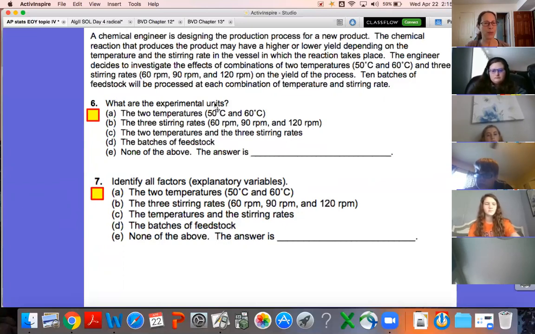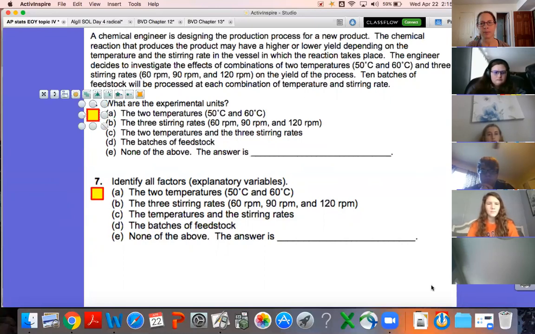So what are the experimental units? What is it we're actually putting in to our experiment? Anybody want to take a crack at 6? Everybody's saying A? Is everybody saying A, or is this from an old one? That was the other one. Oh, okay, I was going to say, yeah, that doesn't make sense to me. Nobody wants to weigh in on this?